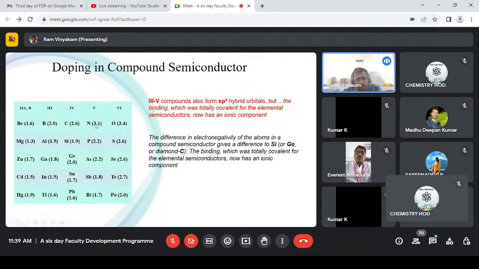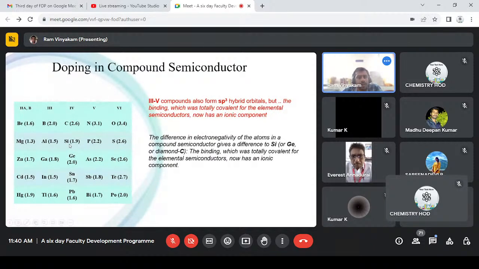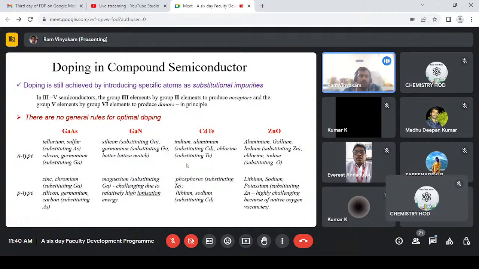If you see that, too, apart from the covalent character, there will be ionic character, and there is also a semiconductor from group IV-IV, so carbon-carbon, or silicon germanium and silicon tin cases. So when we say doping, as in elemental cases, in the case of compounds it is achieved by introducing specific atoms which substitute the host lattice.